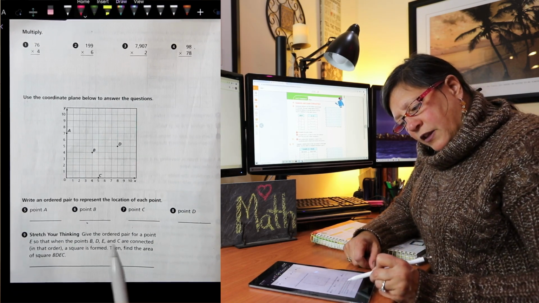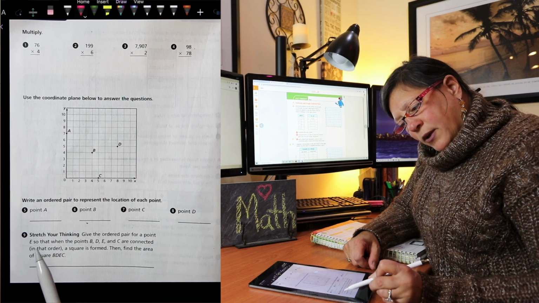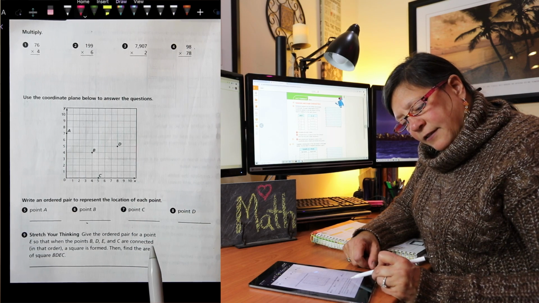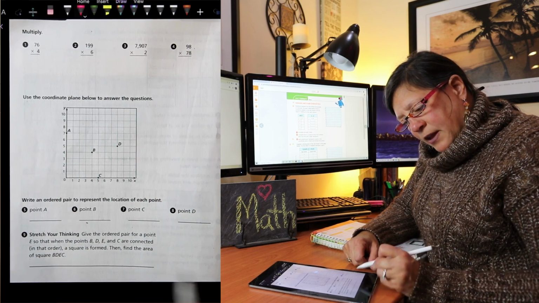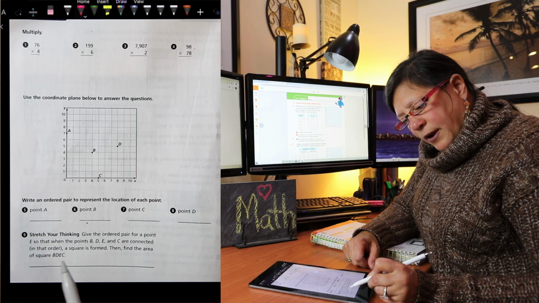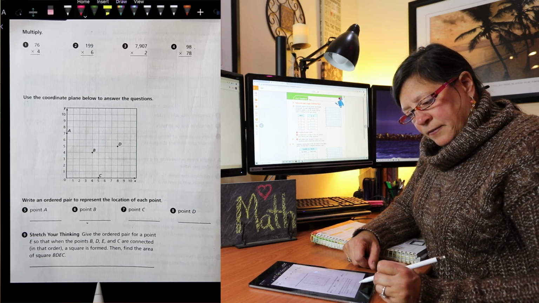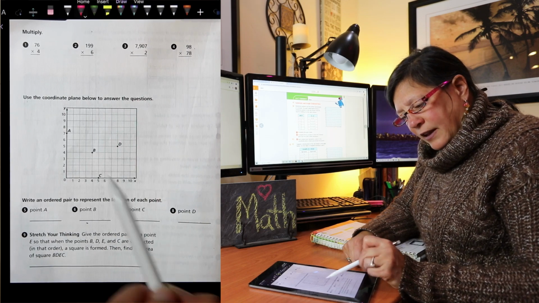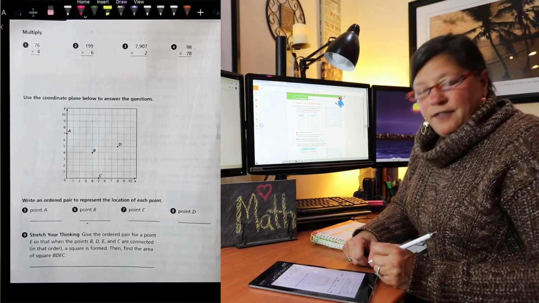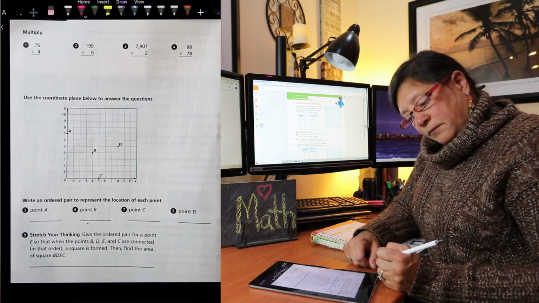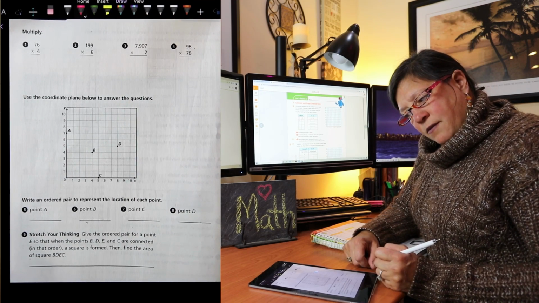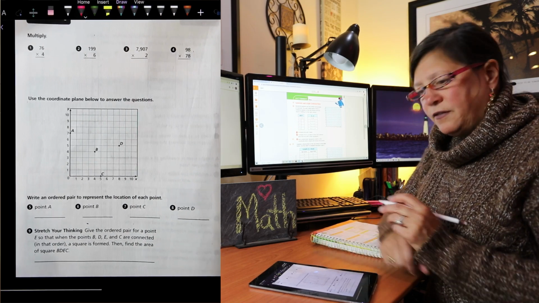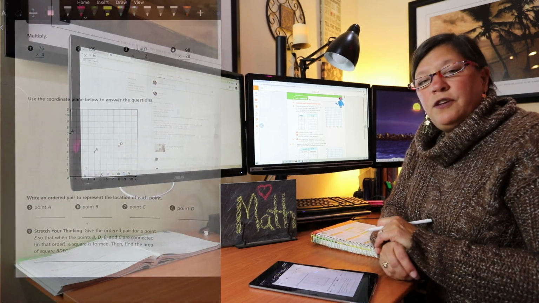And 9, stretch your thinking. Give the ordered pair for a point E so that when the points B, D, E, and C are connected, a square is formed. Then find the area of square B, D, E, and C. Remember? Okay, so where would E go if this was connected? And it would form a square. And then find the area. Okay. And again, at the end of the day, we will post the answers for you so that you can check your work.